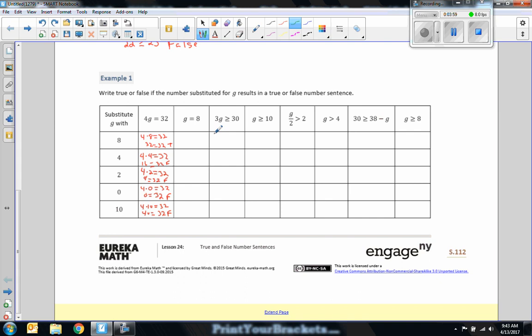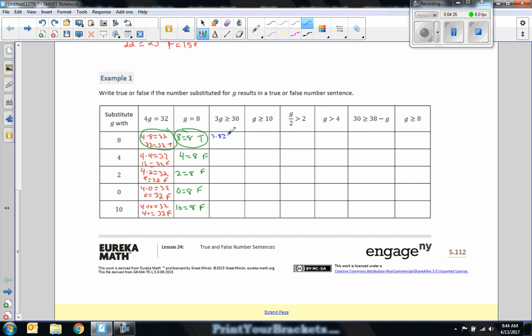Okay, now we're going to plug in 8 for G here, so that's going to be 8 equals 8. True. 4 equals 8. False. 2 equals 8. False. So obviously with an equal sign, you're only going to get one answer that is true, and that is the number that makes it true, and that is all. So 0 does not equal 8. That's false. And 10 does not equal 8. That is also false. So here's the only true statement.